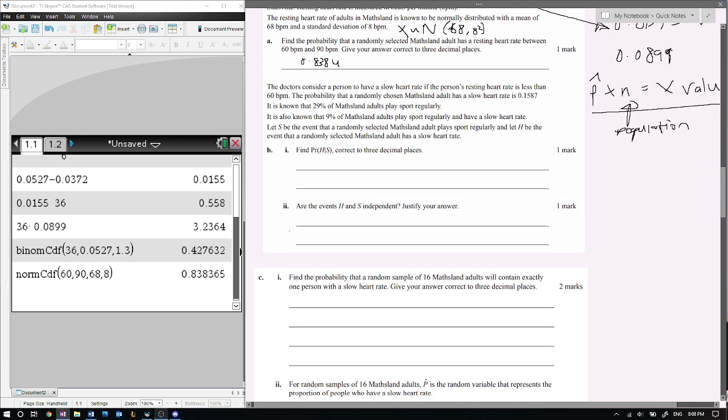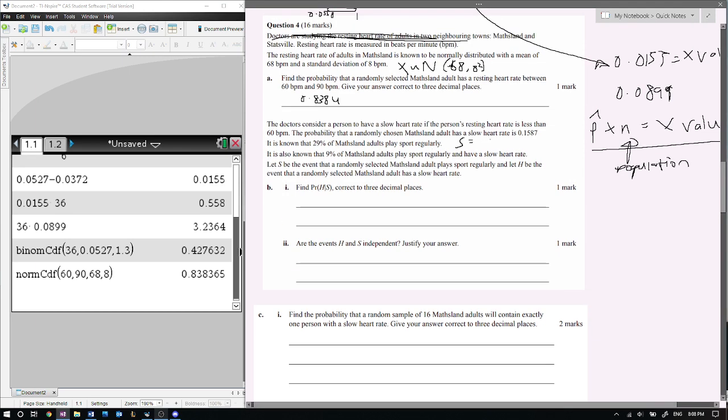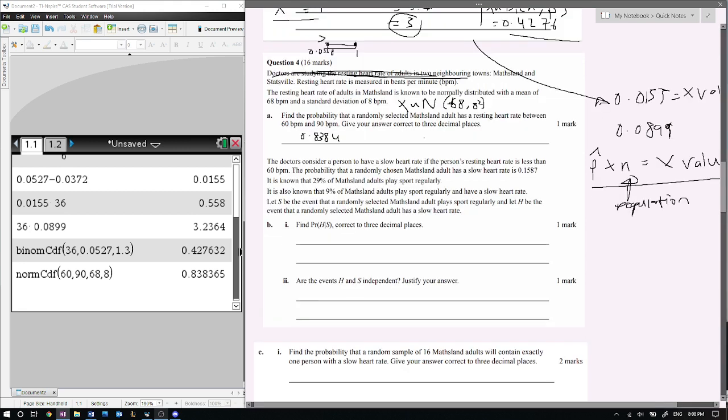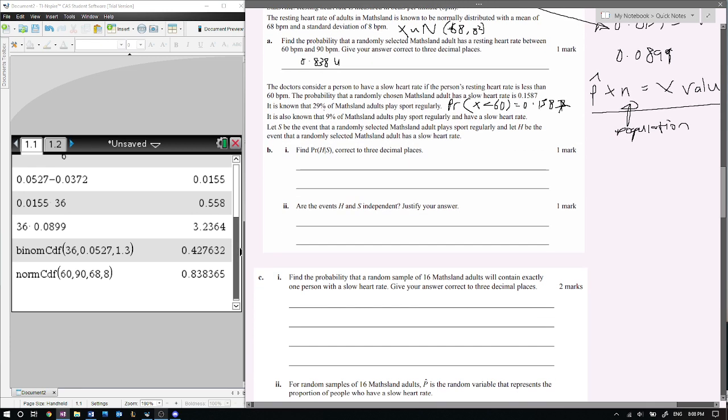So a person's heart rate is slow if it's less than 60. Writing that out in math terminology, the probability that a randomly chosen adult has a slow heart rate is, so P(X is smaller than 60) is equal to 0.1587. Let's just write that out. It is known that 29% of Mathsland's adults play sports regularly. It is also known that 9% of Mathsland's adults play sport regularly and have a slow heart rate.